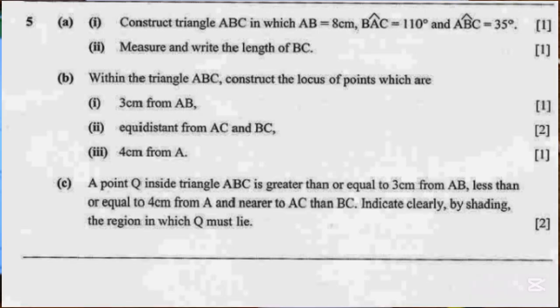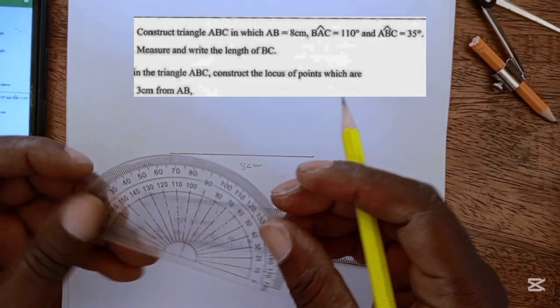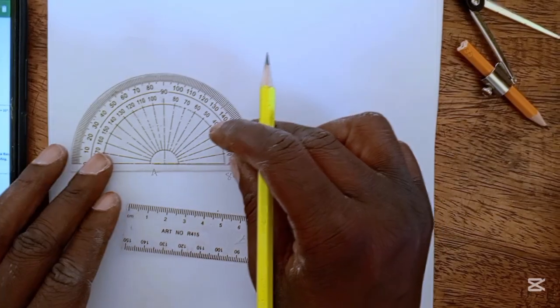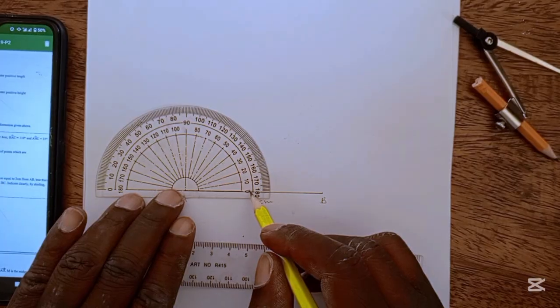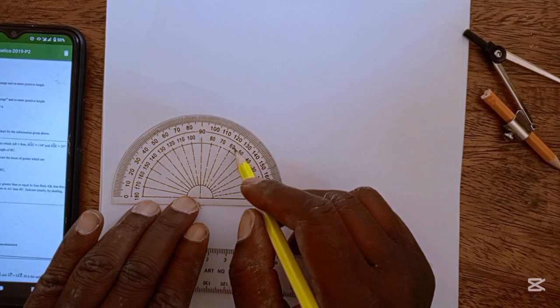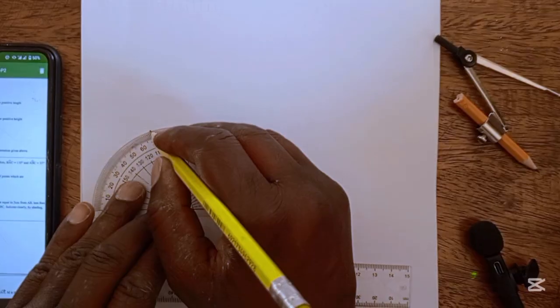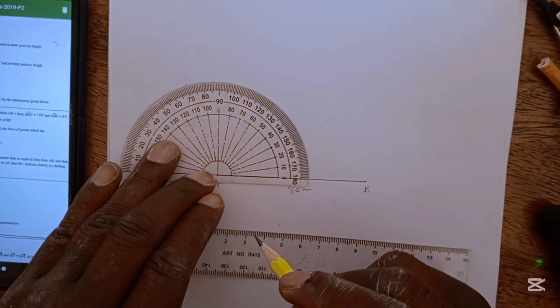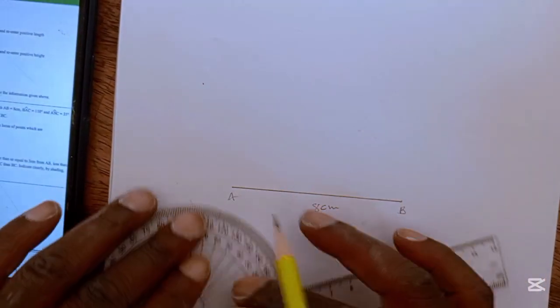From there, they are saying angle BAC. So the angle at A is 110. So this is your baseline. This is my protractor. You can see that this line, this 0, is on the same line. It is from this baseline I'm counting: 0, 10, 20, 30, 40, 50, 60, 70, 80, 90, 100. 110 is somewhere there, ladies and gentlemen. You can see that this is the point for 110.